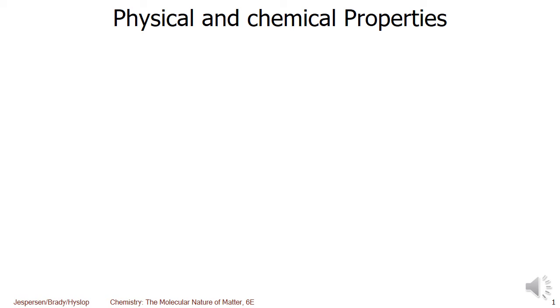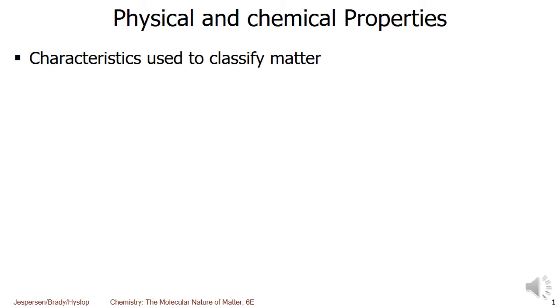Good morning, dear students. Our lecture today is about physical and chemical properties. In chemistry, we use properties or characteristics of materials to identify them and to distinguish one substance from another. To help organize our thinking, we classify properties into two different types: physical and chemical properties. They are used to characterize and classify matter.